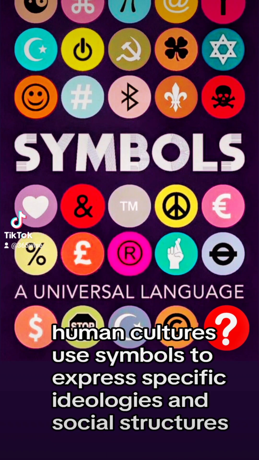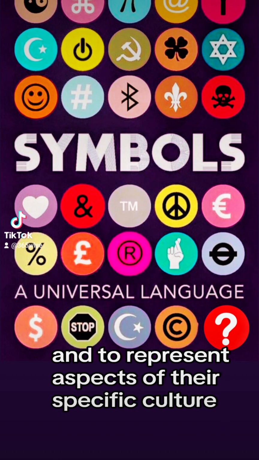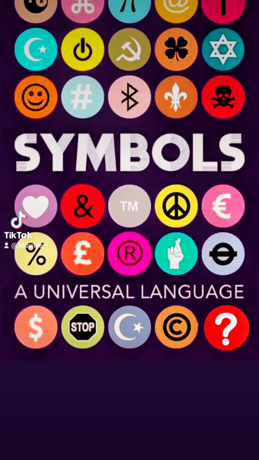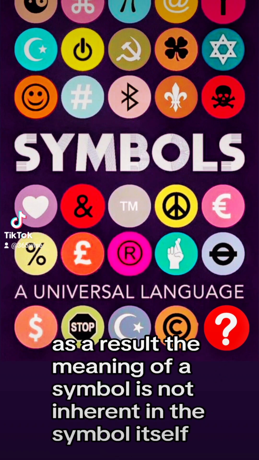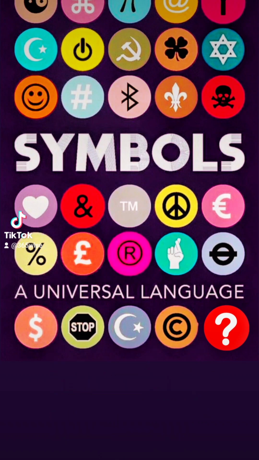Human cultures use symbols to express specific ideologies and social structures and to represent aspects of their specific culture. Thus, symbols carry meanings that depend upon one's cultural background. As a result, the meaning of a symbol is not inherent in the symbol itself but is culturally learned.